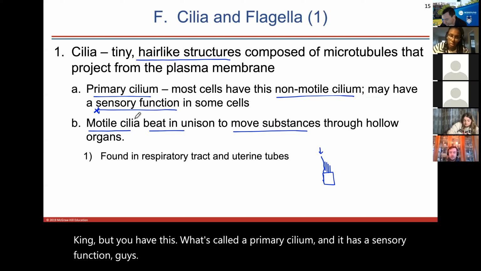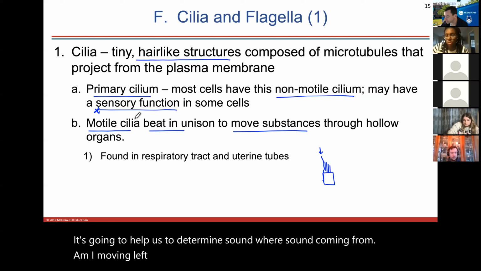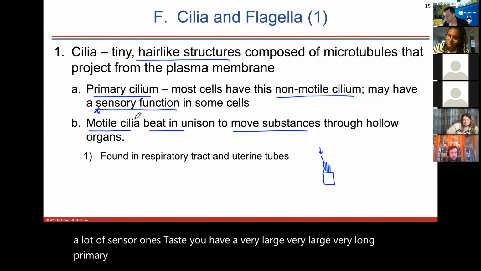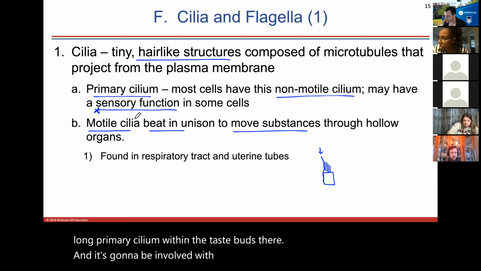And it has a sensory function, guys. It's going to help us to determine sound, where's sound coming from? Am I moving left or right, forward or backwards? So stuff like that. So there's a lot of sensory ones. Taste. You have a very long primary cilium within the taste buds there. And it's going to be involved with obviously detecting various different tastes.